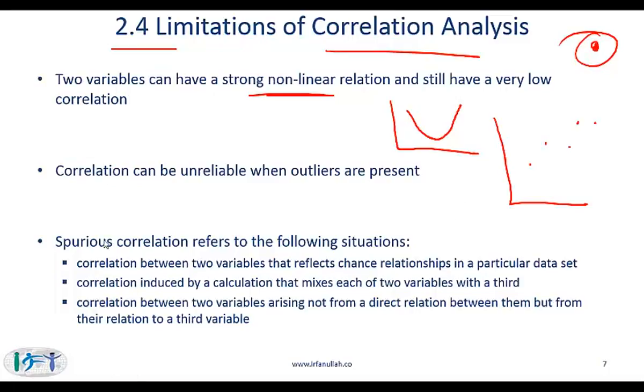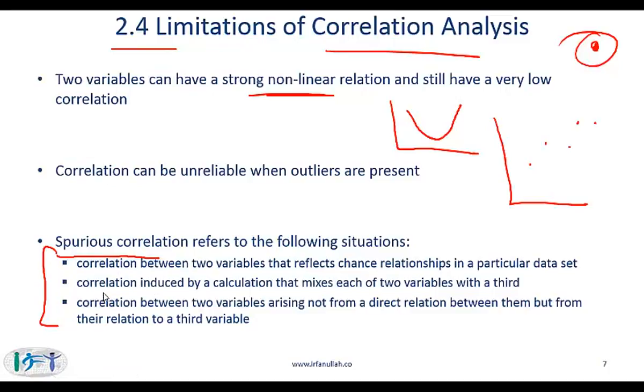And finally, you can have something called spurious correlation, which simplistically is accidental correlation. This can happen for one of the following reasons. The correlation between two variables that reflects chance relationships in a particular data set. So you have two data sets, you run the correlation, and just by chance, coincidentally, it turns out that there appears to be a good relationship. How do you detect this? Sometimes where there is no economic explanation for why there is a correlation, it just might be chance.